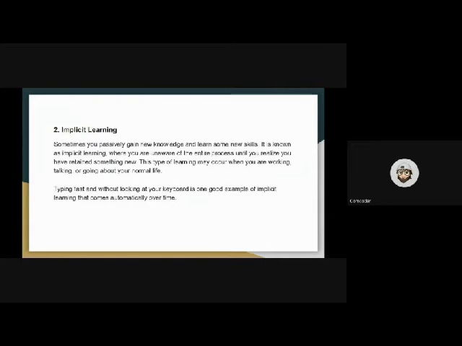Implicit learning. Sometimes you passively gain new knowledge and learn some new skills. It is known as implicit learning, where you are unaware of the entire process until you realize you have retained something new. This type of learning may occur when you are working, talking, or going about your normal life. Typing fast and without looking at your keyboard is one good example of implicit learning that comes automatically over time.